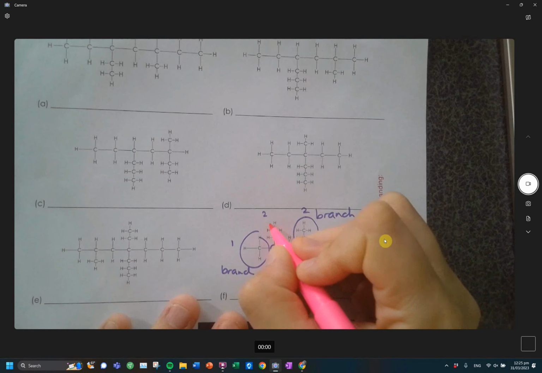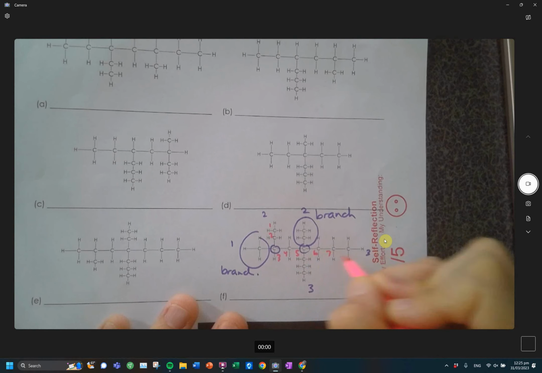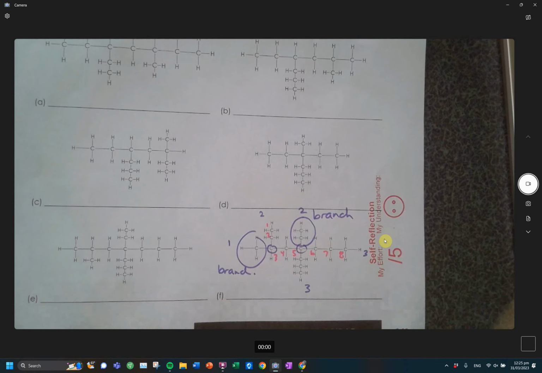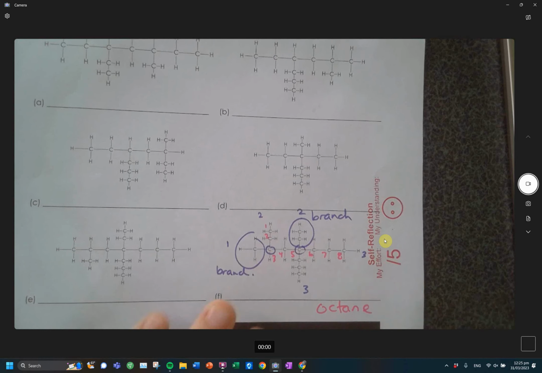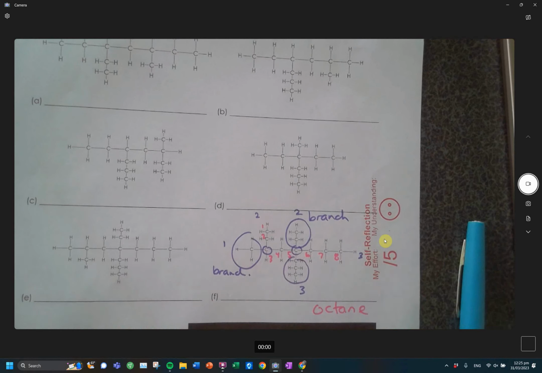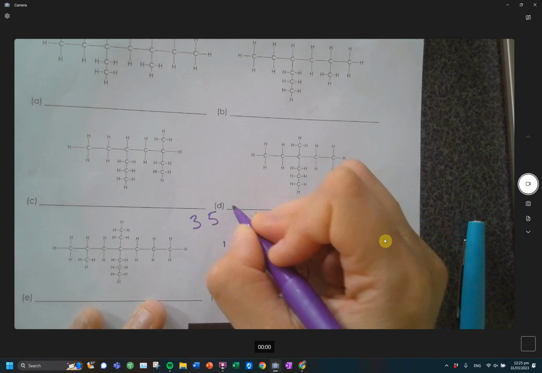All right, so 1, 2, 3, 4, 5, 6, 7, 8. Sorry, let's just start with the 8. So 8 tells me what? Octane. All right, now I need to figure out which is the best numbering pattern. The way we figure that out is which one is going to give me the lowest possible combination. Right now, I have 3 branches. With the current numbering system, those 3 branches would have a 3, a 5, and a 5.